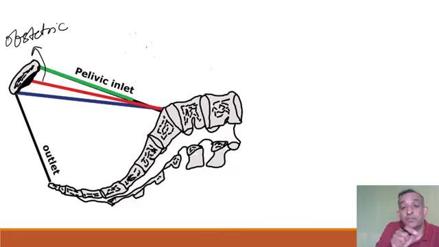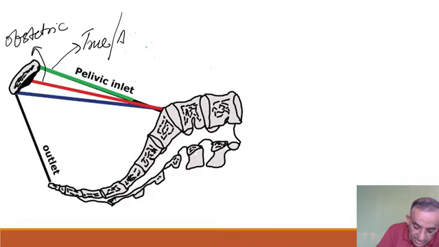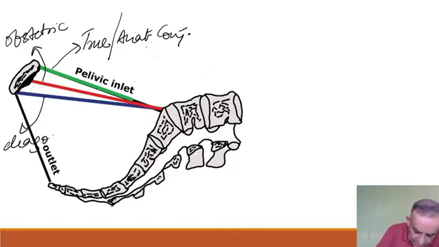So from this pubic prominence to the tip of the sacrum, that is the obstetric conjugate, and the green one is known as the true or the anatomical conjugate, okay, and the blue one is known as the diagonal conjugate. Now in the OPD we can only measure the diagonal conjugate by a per vaginal examination.